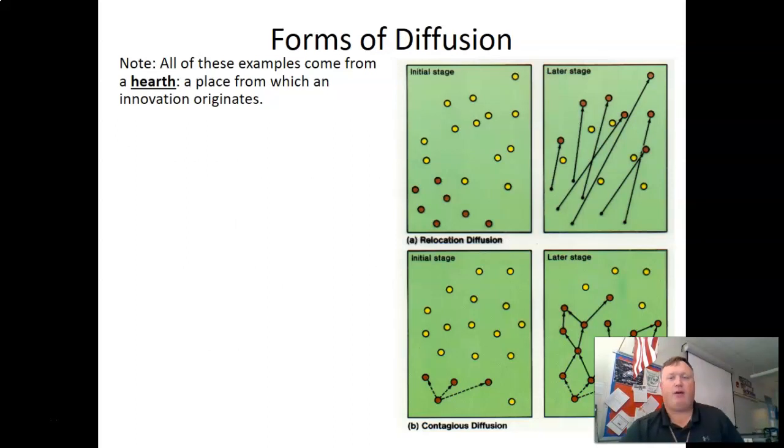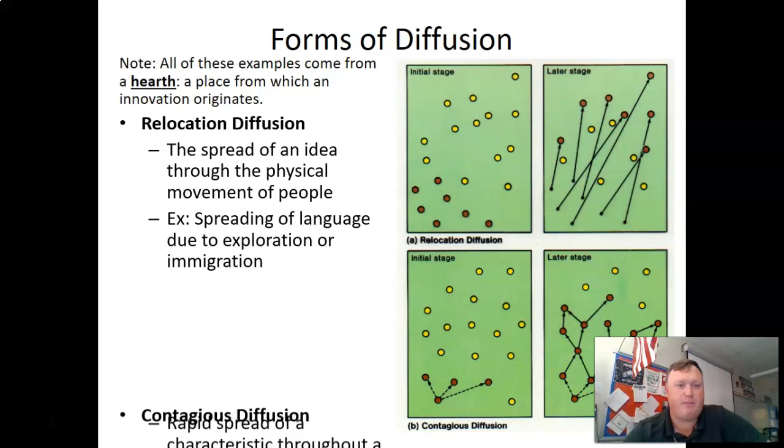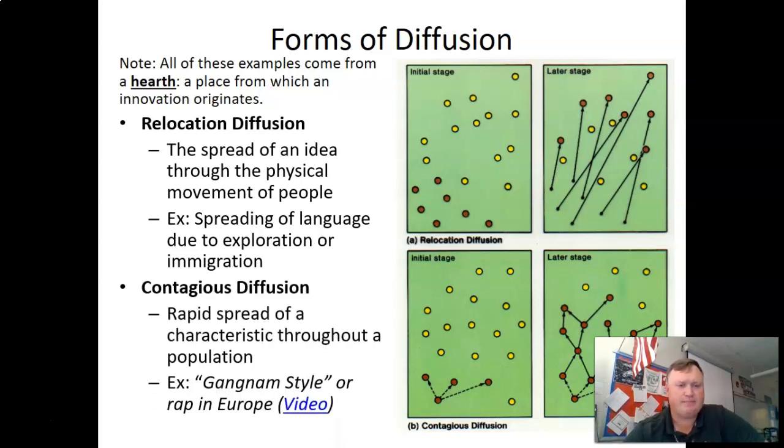All right. Now, getting into different kinds of diffusion. You can see the graphics here. This will really help you. I'll put both these up here, so if you want to pause, you can. All right. We look at relocation diffusion as the key idea of how things spread. This is through the physical movement of people.